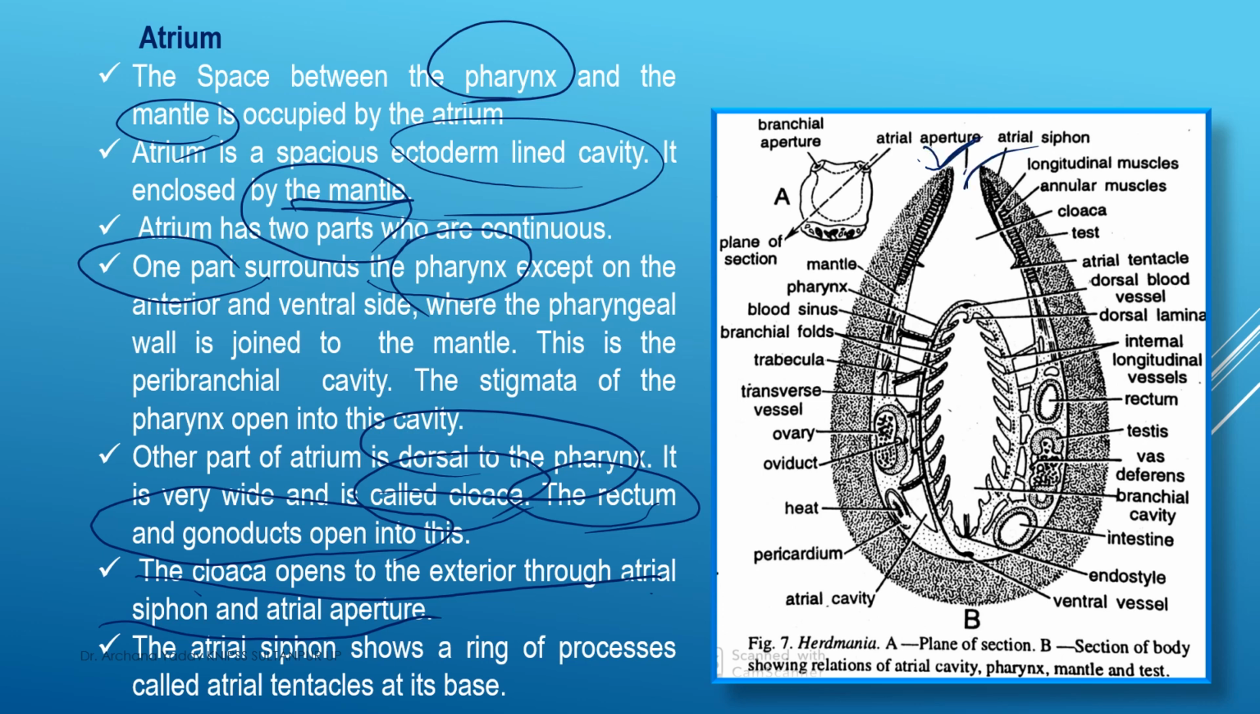Look here. The atrial siphon shows a ring of processes called atrial tentacles. The atrial cavity is continuous throughout the body, and it is narrow on the two lateral sides of the pharynx, which is called the peribranchial cavity. The peribranchial cavity communicates with the cavity of the pharynx through stigmata in the wall of the pharynx.